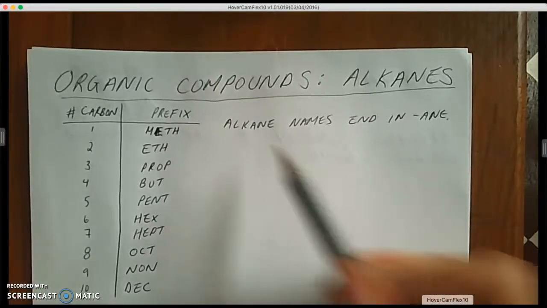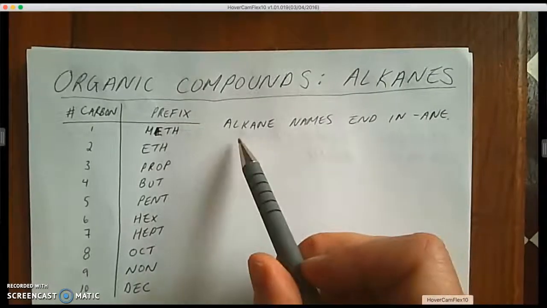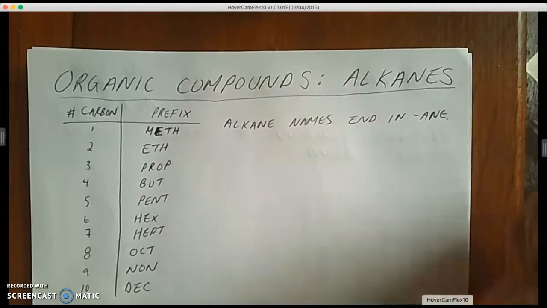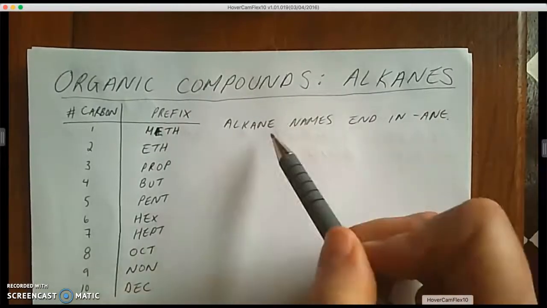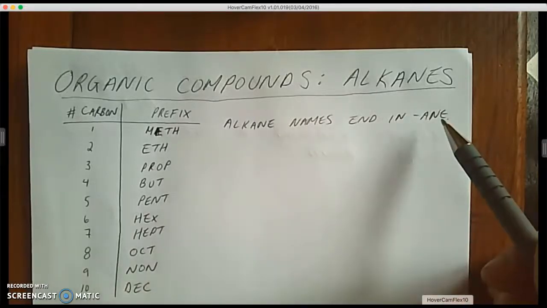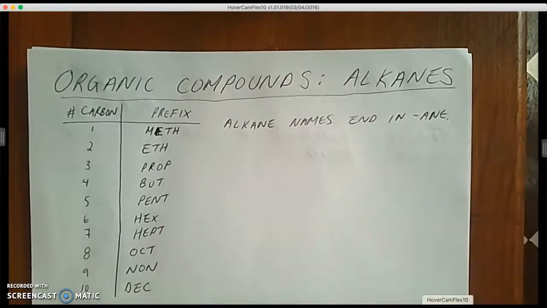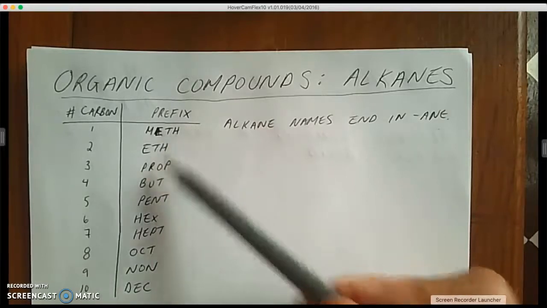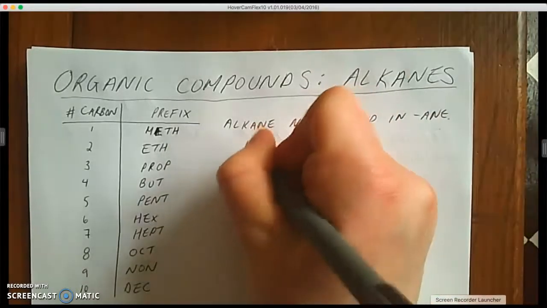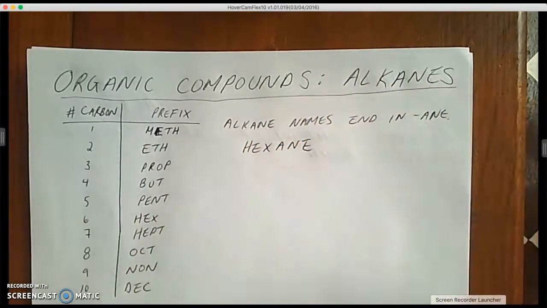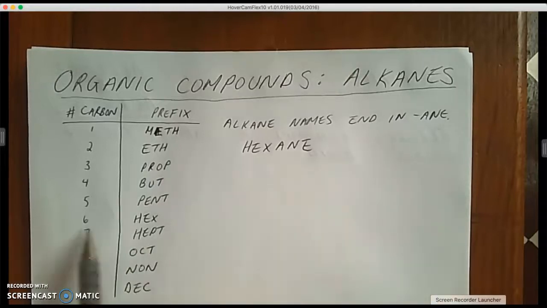Okay? So I want to just talk about some basic alkanes and how we might name them and what their structures might look like. So the first thing, we'll just talk about a name. Okay, and it says right here, alkane names end in ane. So alkane, ane. So I'm just going to pick one of my prefixes. Let's go with hex. And then if I add an ane to the end of that, that gives me the name of a compound, hexane. Okay, and hex means there are 6 carbons.